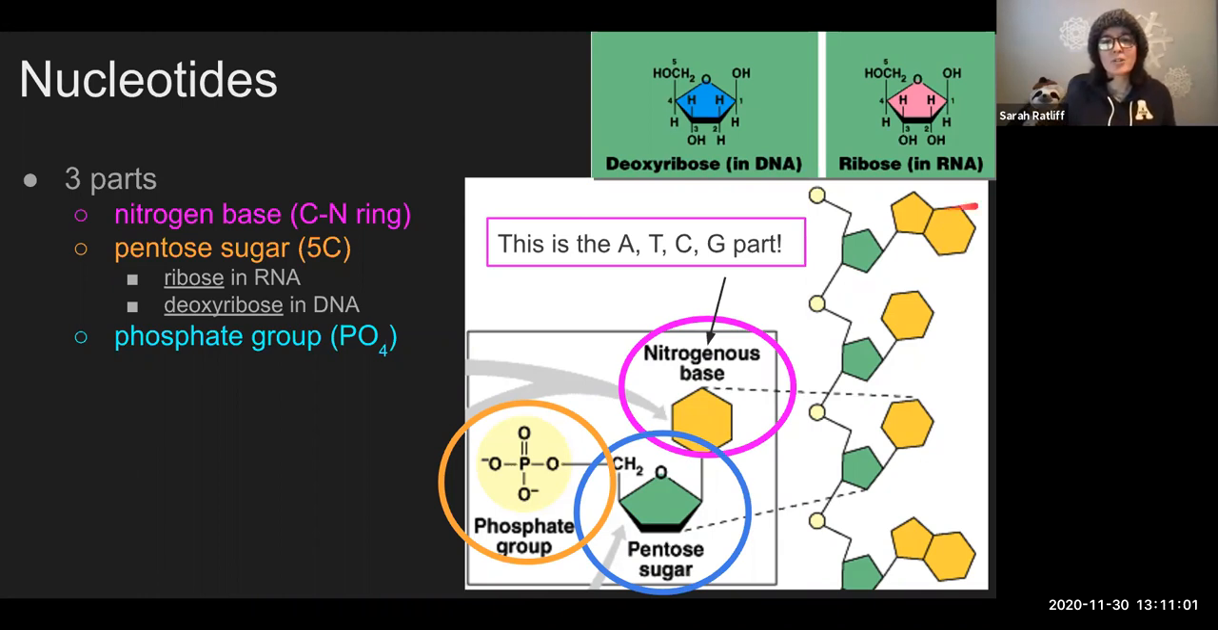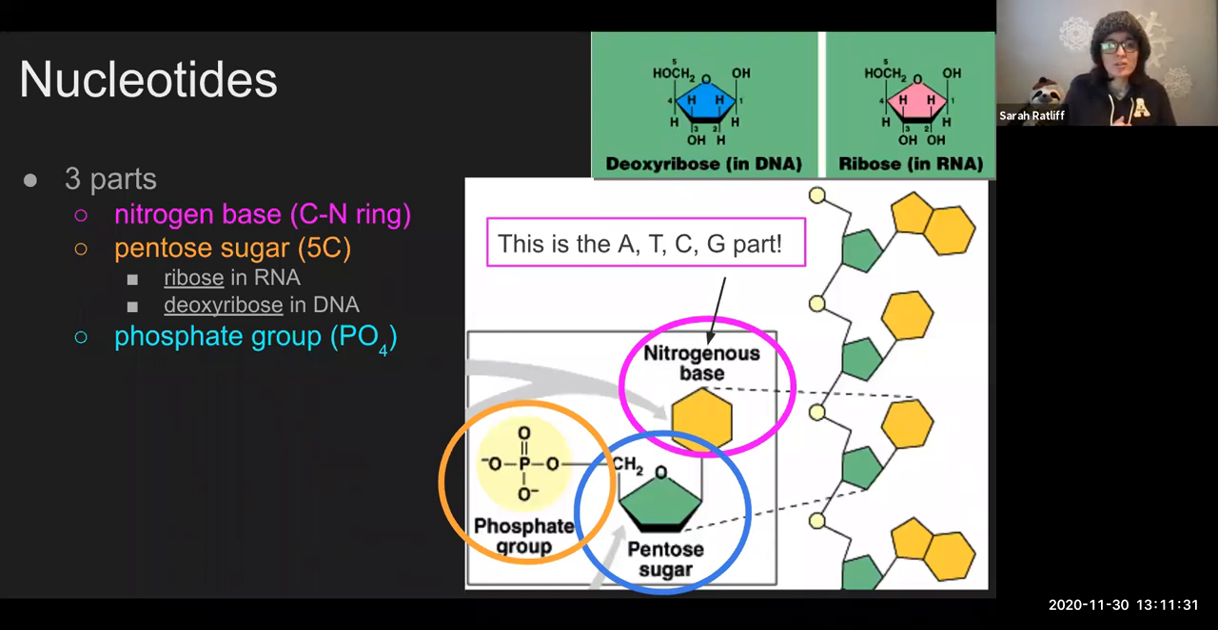It is attached to this green pentagon here. That is our sugar, pentose sugar, meaning it's got five carbons in it. And in terms of DNA, our sugar is deoxyribose, that D part of DNA. We're not going to get into RNA until after the break. So just kind of ignore that ribose part, but DNA is deoxyribose is our sugar. That's why it's called deoxyribose nucleic acid.